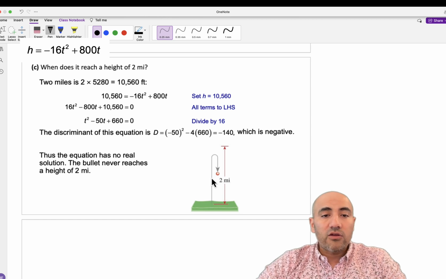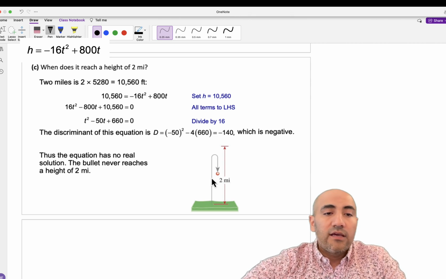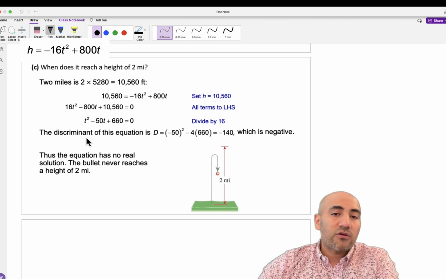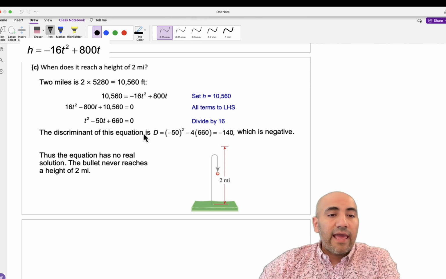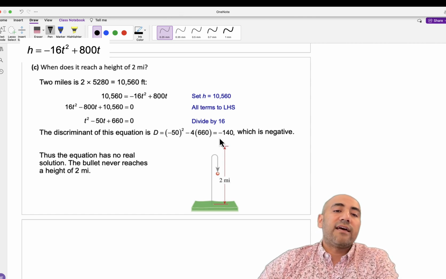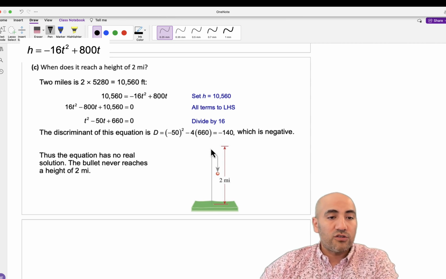So we can check by looking at our discriminant. The discriminant of our equation is negative 50 squared minus 4 times 1 times 660, which is equal to negative 140. That means if we use the quadratic formula, the value inside the root is negative. That's how I know that there are no real number solutions. If the instructions don't tell you to use a discriminant, then try to factor, and if you can't factor it, try the quadratic formula. When you use it, you'll run into the discriminant inside the root, and that's when you'll realize it's negative, so there are no real number solutions.